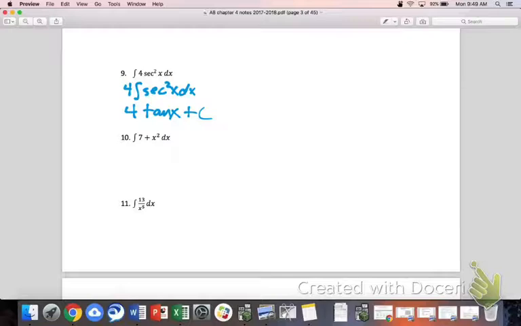Anyways, number 10. Number 10 is not a trig function. It's 7 plus x squared. There are a number of ways you could deal with this. If you wanted to split it up, you could. If you didn't want to split it up, you really don't have to.